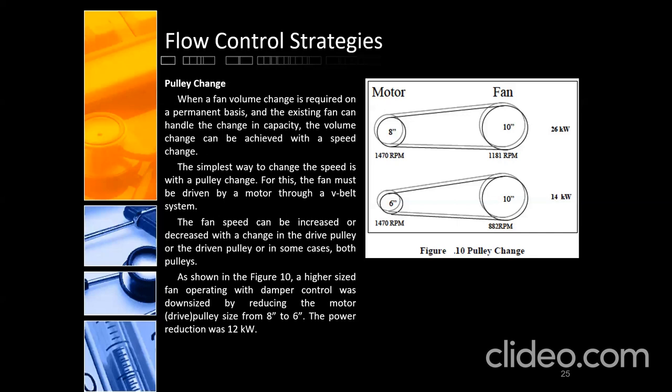The speed can be increased or decreased with a change in the drive pulley or the driven pulley or in some cases, both pulleys. As shown in figure 10, a higher speed, high size fan over operating with damper control was downsized by reducing the motor drive pulley size from 8 inches to 6 inches. The power reduction is 12 kilowatt.